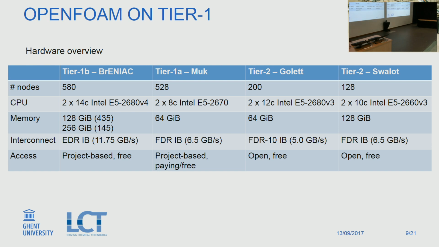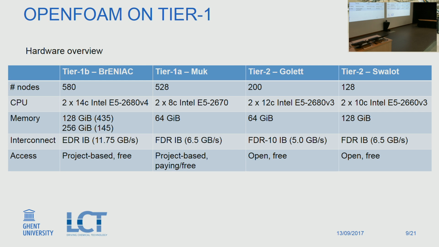I compare it to the newest Tier 2 clusters, so Golett and Swallow. If you look at number of nodes, for a start, you can see just the size of the machine is a huge benefit. So you have more than twice as many cores now in the new Breniac machine. FYI, I show Muk, but that's the old one, so that machine is not active anymore. But just as a reference, the information is still there. If you compare now Golett with Breniac, you have about 3 times the amount of nodes and also a bit more cores per node. So the amount of cores in the machine is just about 3 times larger.